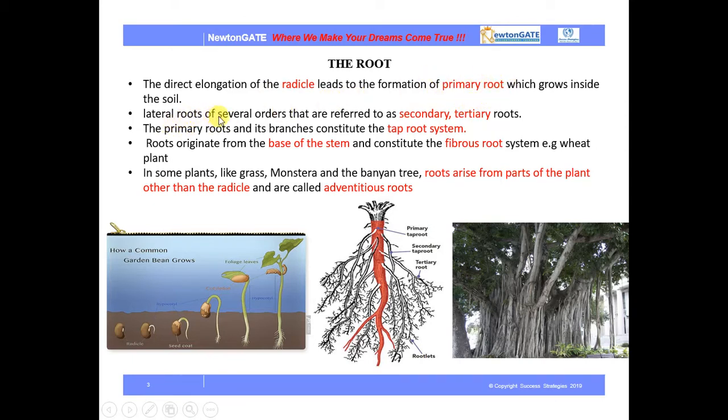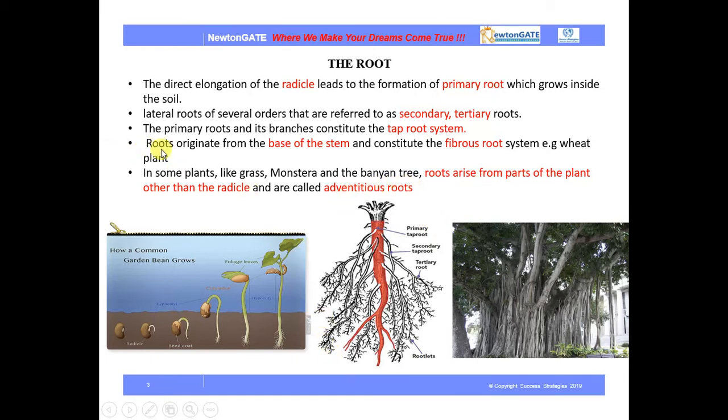Next, lateral roots of several orders are referred to as secondary or tertiary roots. You can see in this picture that from the primary roots, secondary and tertiary roots have emerged. The primary roots and their branches constitute the taproot. This whole picture describes this sentence: from the primary roots and their branches, taproots are formed. This total thing is called the taproot.